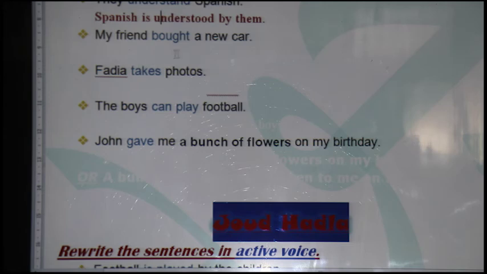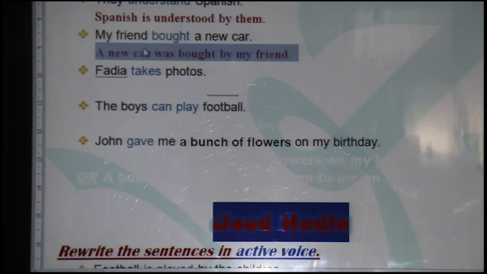Now, my friend bought a new car. A new car was. Pay attention, bought. We have only one verb. This is very important. So, directly decide that it is either in the present simple or the past simple. As you know, buy, bought, bought. So, it is in the second form. I need a verb to be in the past simple. A new car was bought by them. Don't forget to focus on the subject-verb agreement. A new car was bought by my friend.